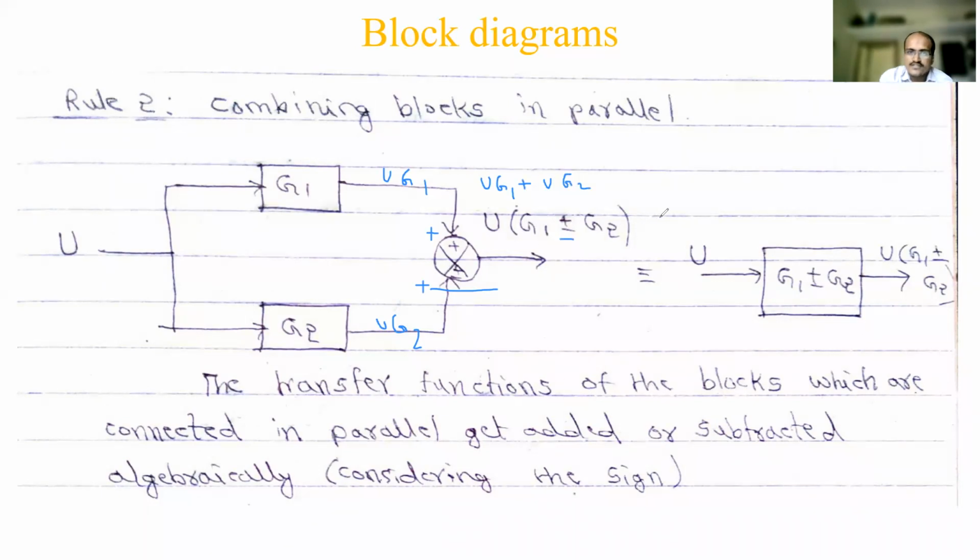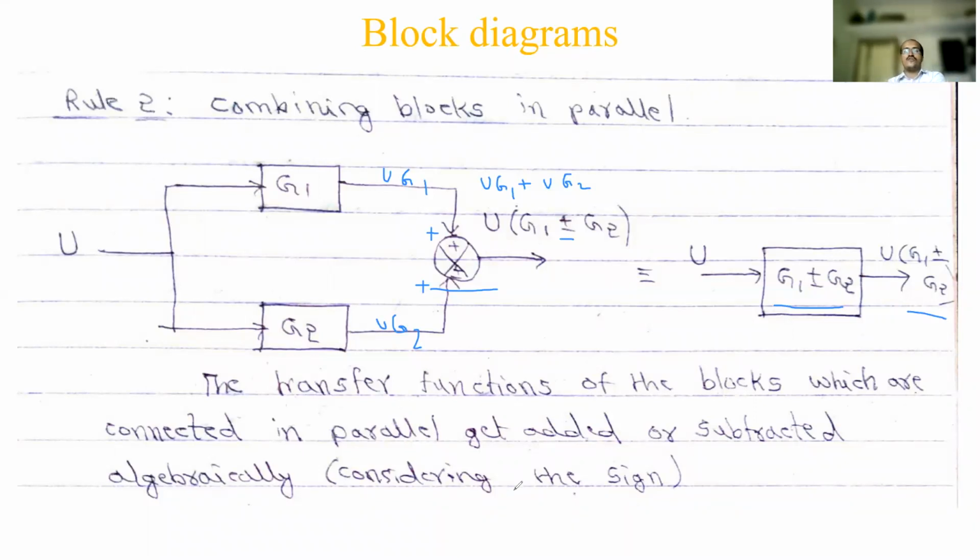When you have such a representation, you can just add those blocks. Based on the signal, plus or minus, you can add and make only one block. So it is called G1 plus or minus G2 into U. It will give you the same answer as this block. The transfer function of the blocks which are connected in parallel get added or subtracted algebraically considering the sign. So this is the second rule.